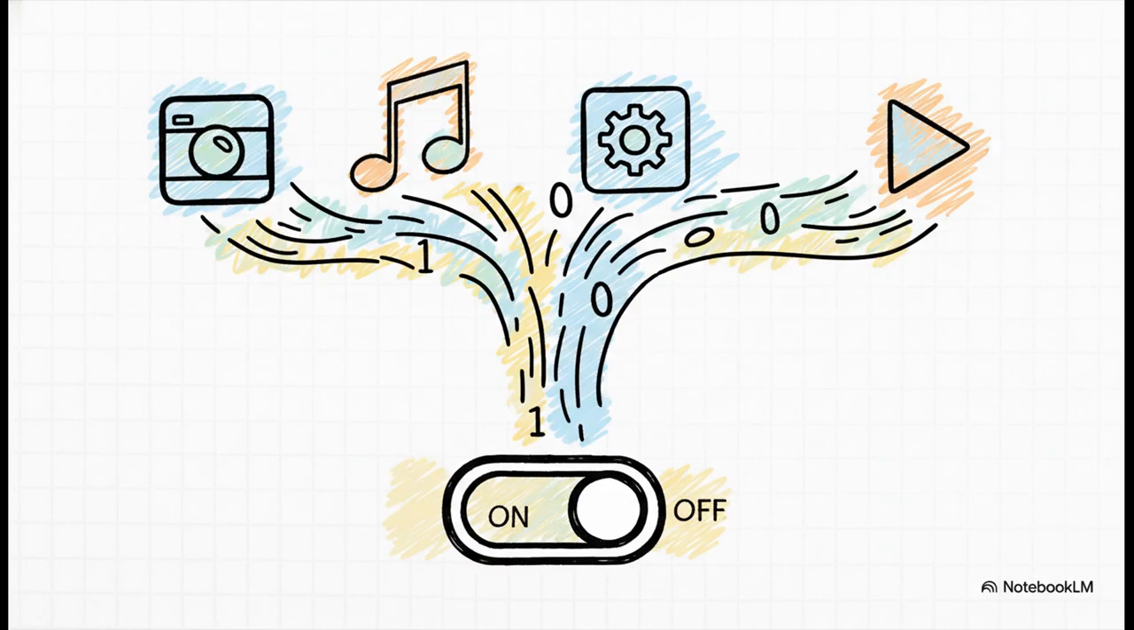So, what's the secret? Well, get this. The entire digital universe, every app, every photo, every song, is all built on a language that has only two words. Just two: on and off. That's it. That's the whole foundation.